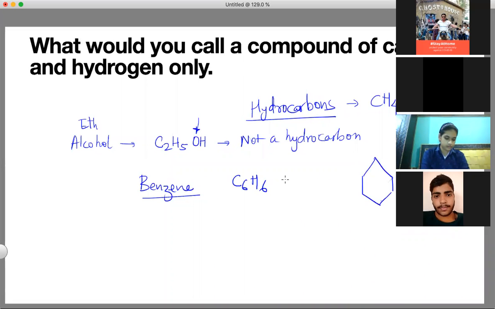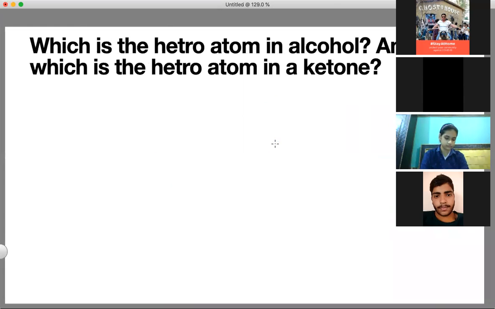Since it is a cyclic compound, it makes no difference. Those things make no difference. It should have only hydrogen and carbon to be called a hydrocarbon. Which is the heteroatom in alcohol? Alcohols में, not just ethanol, any other alcohol, उनमें heteroatom क्या होता है?